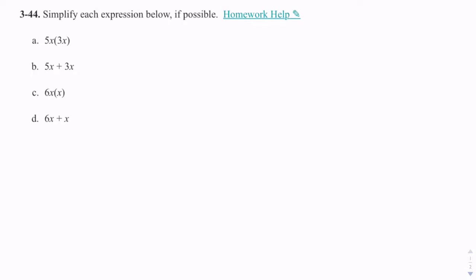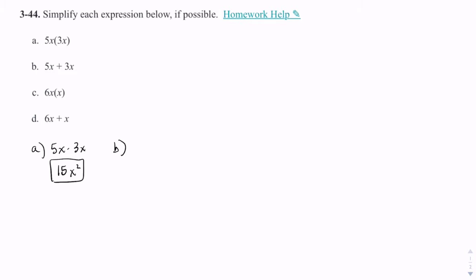In this question, they want us to simplify, right? So for A, I'll do it right underneath. A, I have 5x times 3x. To multiply these, I multiply the coefficients first. 5 times 3 is 15. And then the x times x is x squared.